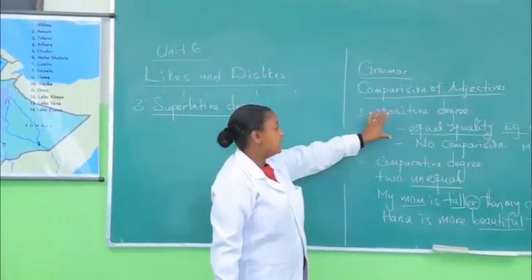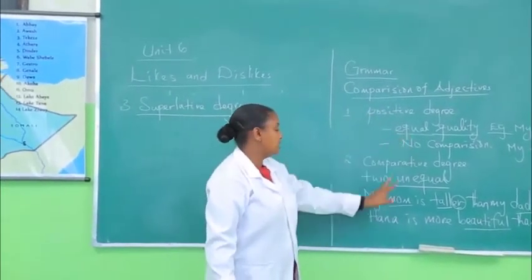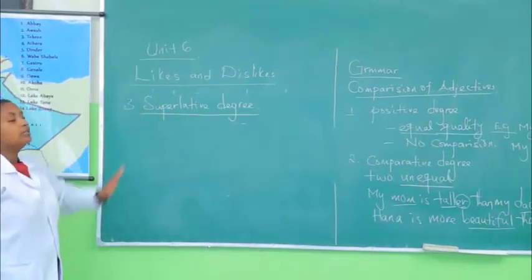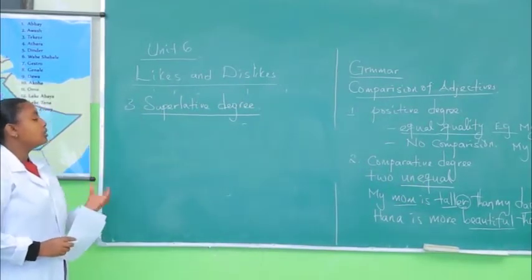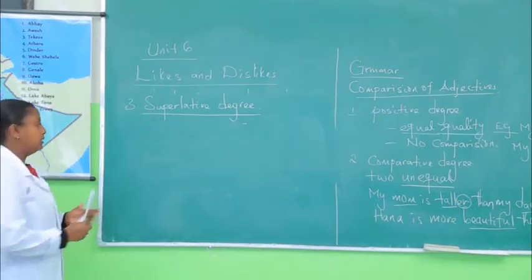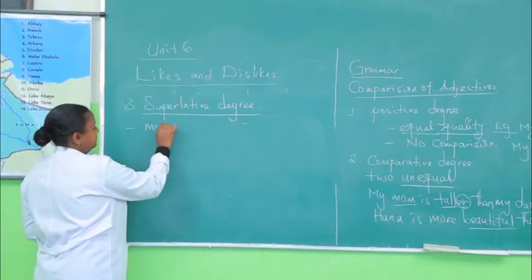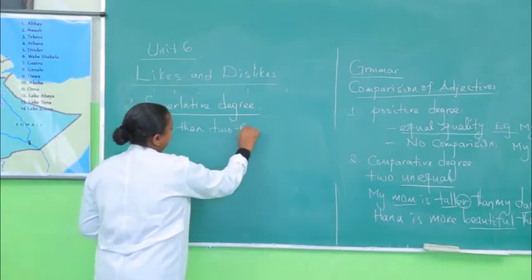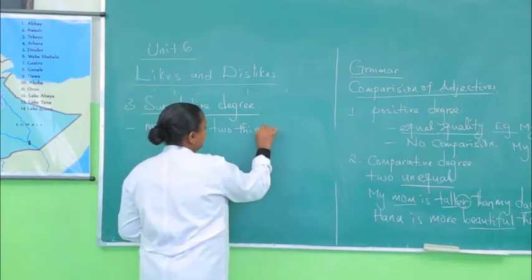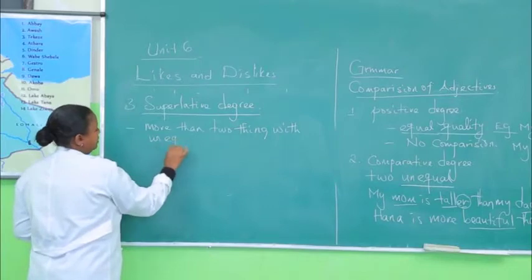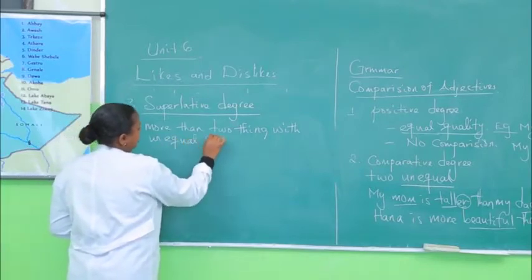If you remember, we said positive degree with equal quality, comparative degree with unequal quality. But here, superlative degree, we compare more than two things with unequal quality.